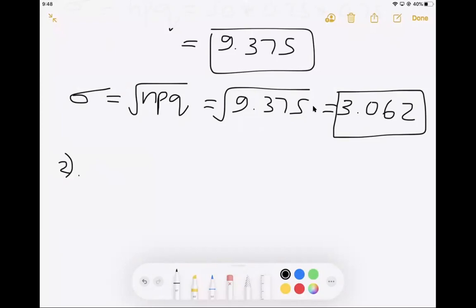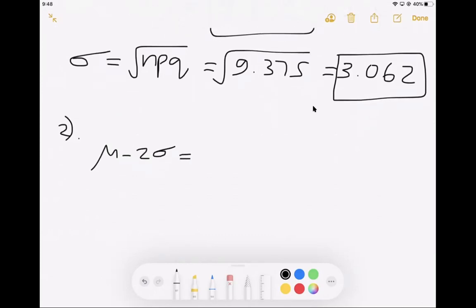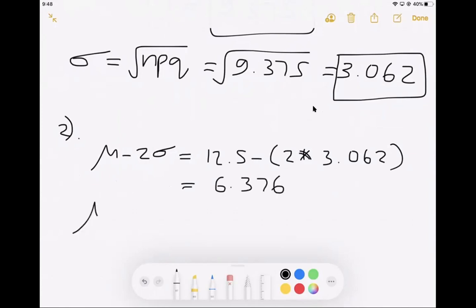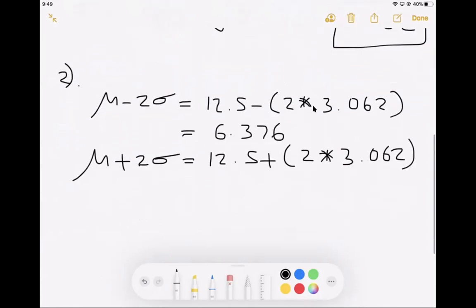So the first thing, if you have something like this, you have to find your minimum usual value and maximum usual value. So what is the minimum usual value? 12.5 minus 2 times the standard deviation, 3.062. So the minimum usual value is 6.376. Then what is the maximum usual value? It is 12.5 plus 2 times 3.062. So the answer is 18.624. So these are the two boundary values.